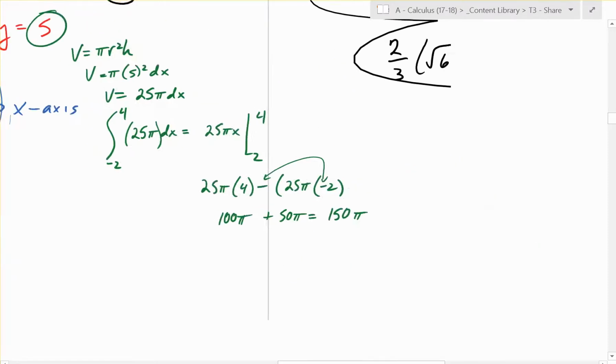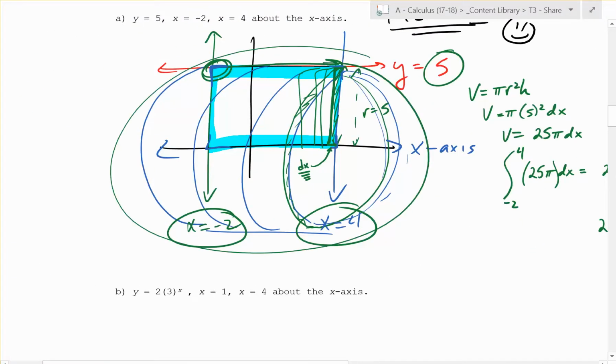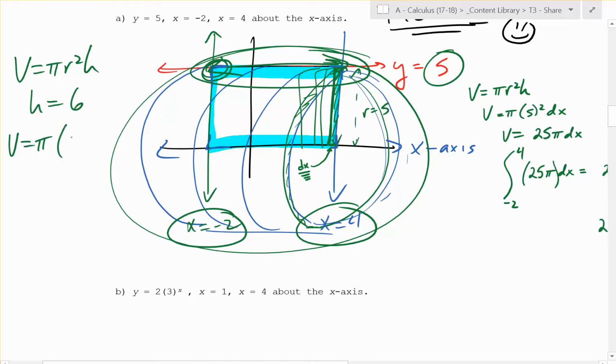Now, another way to verify this would be to do it just as the volume of a cylinder. The volume of this whole cylinder is, again, pi r squared h. But what's the height of the entire cylinder? 6. The height is 6 for the entire cylinder. So the volume is equal to pi, r is 5 the entire time, times 6. So the volume is equal to pi times 25 times 6. And that's going to be 150 pi.